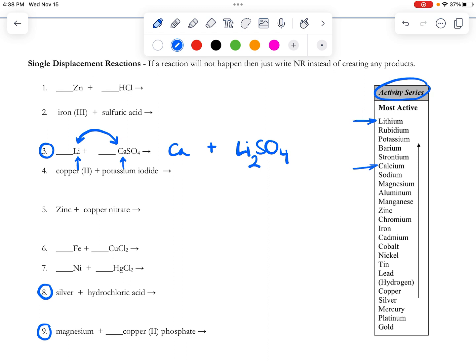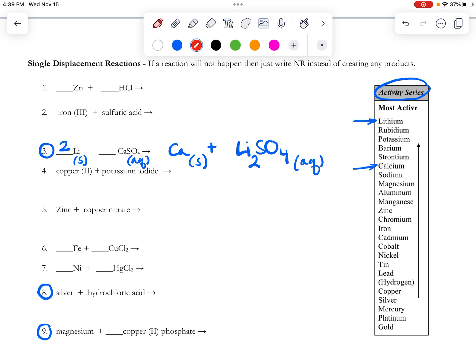I have 2 lithiums on the product side, and so I need 2 on the reactant side, and then I'm good to go. If you're thinking about states of matter here, single displacement reactions are always going to be a metal solid plus an aqueous solution yields a metal solid if there's a reaction and an aqueous solution. Okay. All right, let's go on to our next one here.